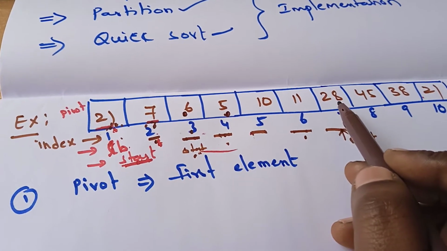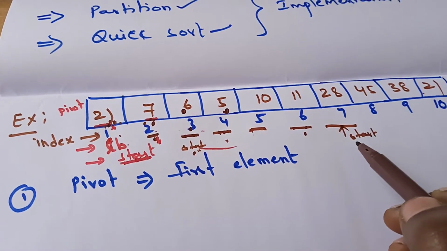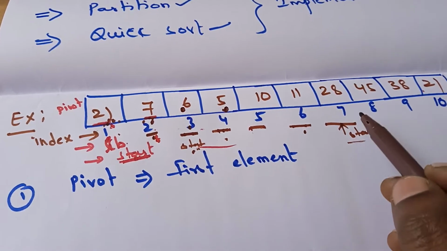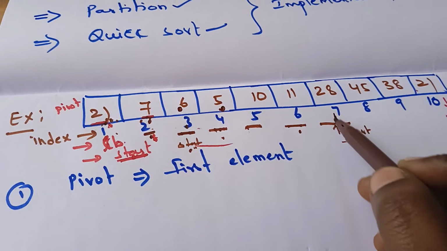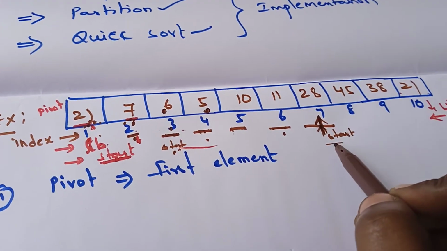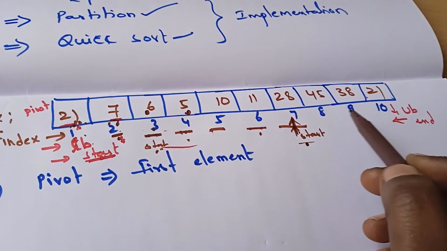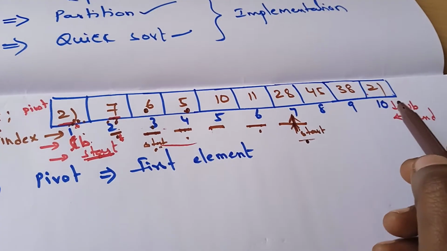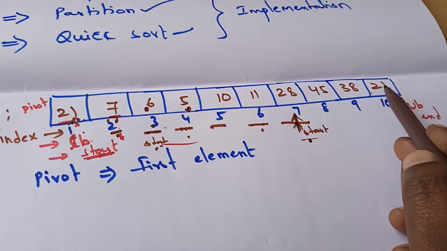When it is found to be greater than your pivot element, you have to stop the process of increasing the index, moving to the next. You have to stop here. Then you should start the process from backward. From here you have to start. Right. Now what is the back value? That means the ending upper bound value is 21.